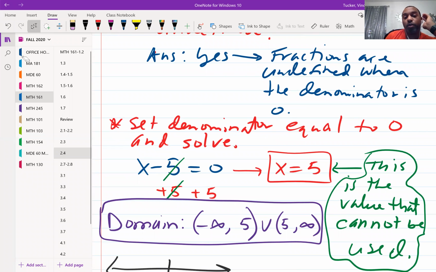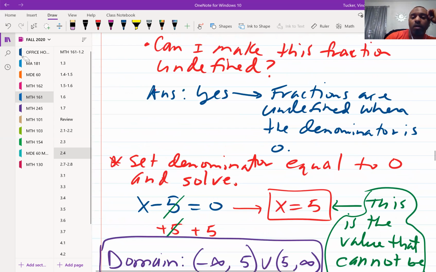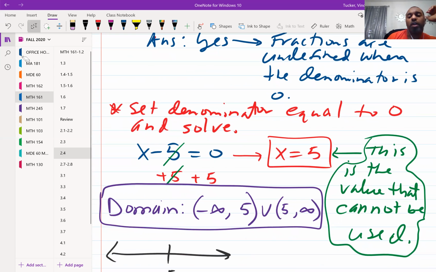So x minus 5 equal to 0. When you solve, you add 5 to both sides. x is equal to 5. And this is the value that cannot be used in the equation. If I were to plug 5 into that equation, I would get 0 in the denominator, because x minus 5 is in that denominator. 5 minus 5 is 0. So that's the only value that I cannot use.